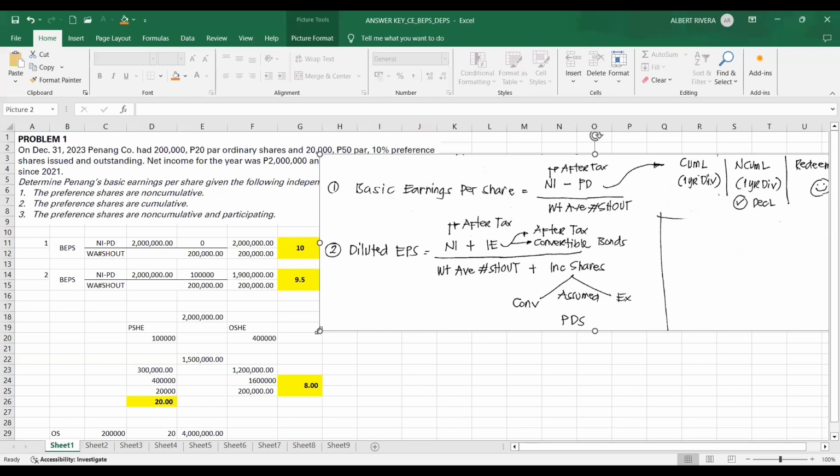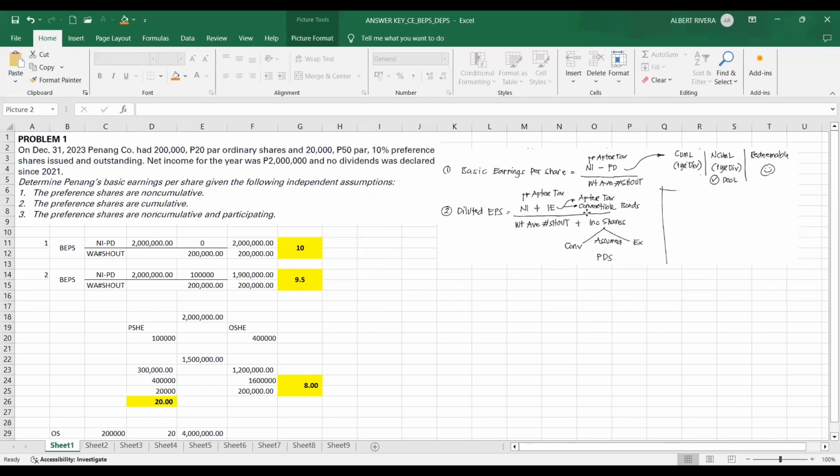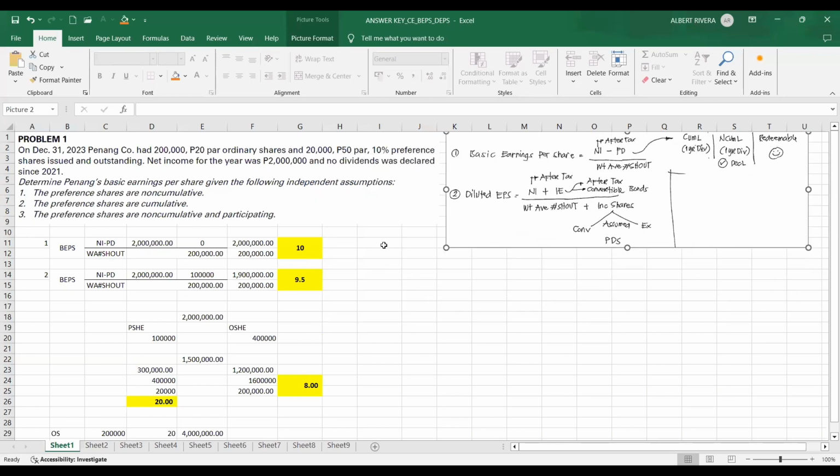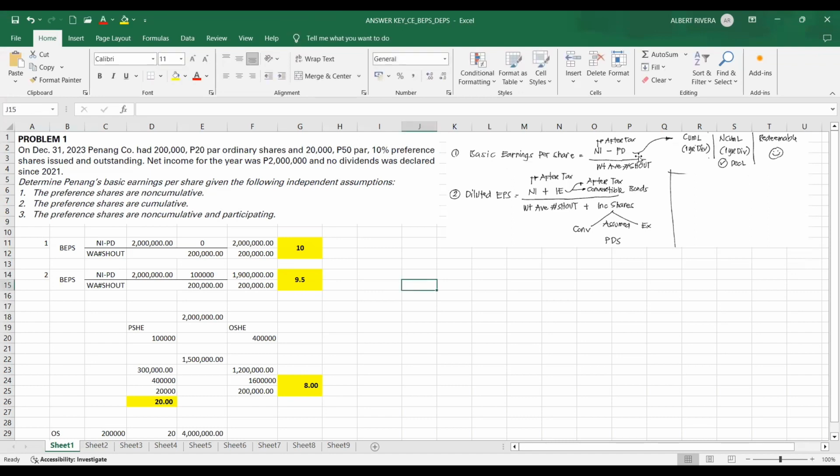So, okay. So, what is the basic earnings per share? Again, this is the formula. Okay, net income given, the net income is 2 million pesos.